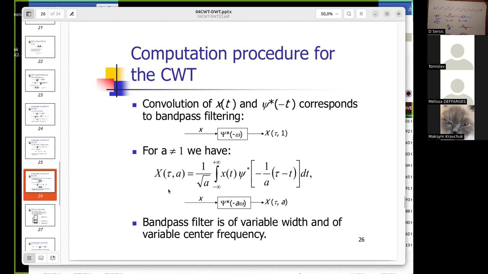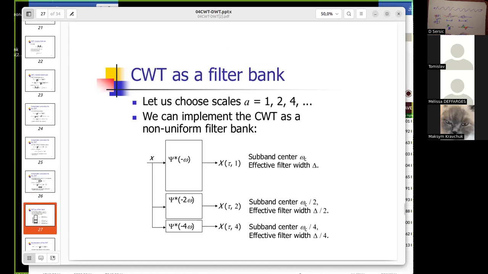The only difference is that we still have a bank of filters, but those filters are not of the same size. They are not the same. They are not only shifted versions of one filter that just repeats itself. Instead, we have non-equal filters in the bank. So if I can just make a sketch of an STFT filter bank, it would be a set of equal filters.